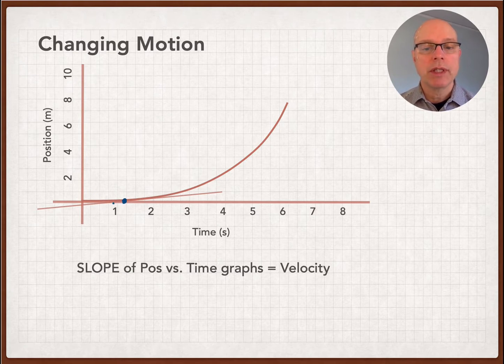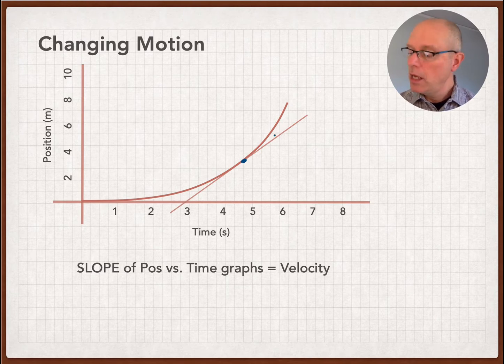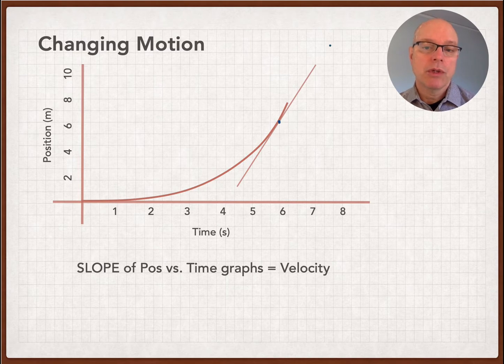So you can see a little bit of a lazy slope here around t equals 1 second. We'll drop a tangent line a little bit later around t equals 4.5, 5 seconds. You can see the slope has really increased a lot. And then finally, out towards the end around 6 seconds, you can see the slope keeps right on increasing. So the graph gets steeper and steeper. The slope of this position graph keeps going up and up, and that means the velocity keeps going up and up.